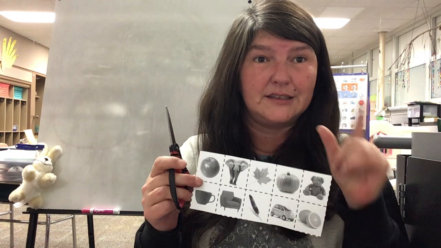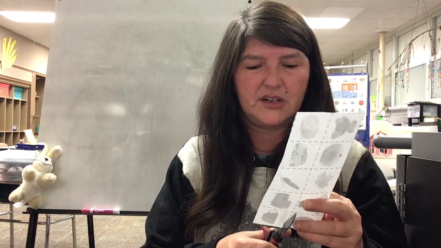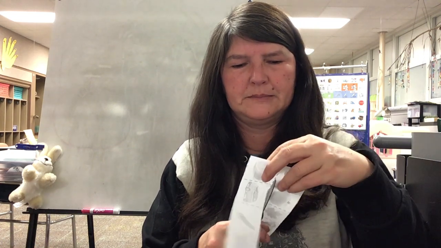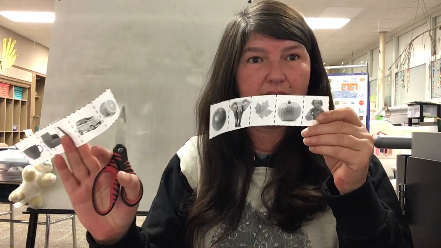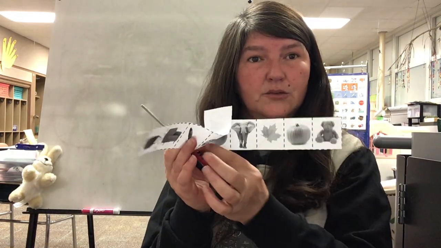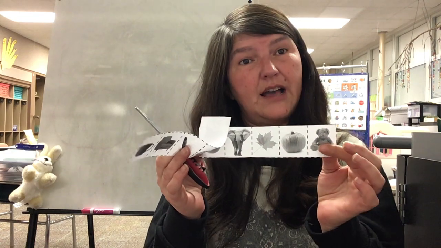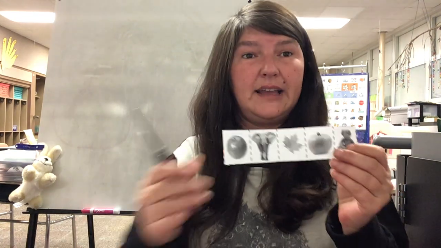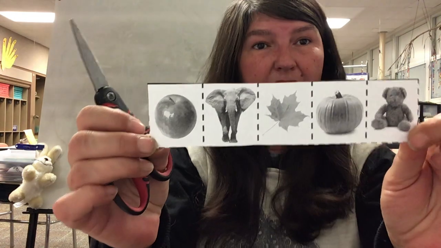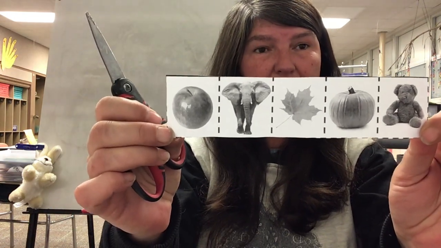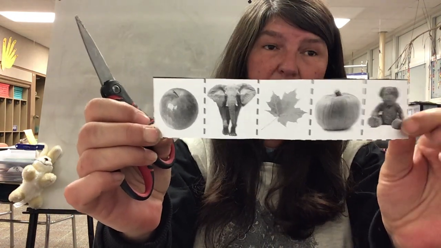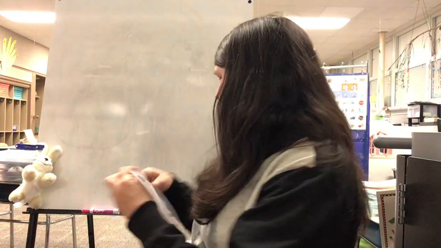So, listen carefully. I'm only going to cut off the top line, so I'm just going to cut that long dashed line through the middle. So I have this row and this row. Each row has 1, 2, 3, 4, 5 objects. All right, so this is my first row. I have an apple, an elephant, a leaf, a pumpkin, and a bear. I have to look at my instructions.